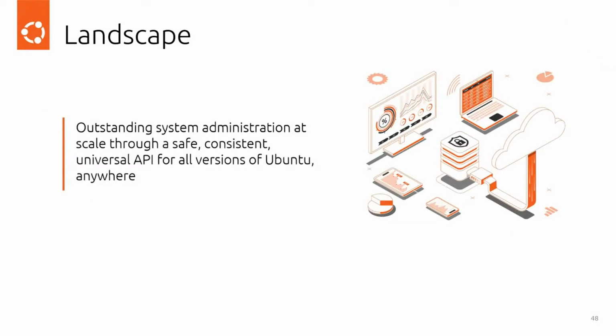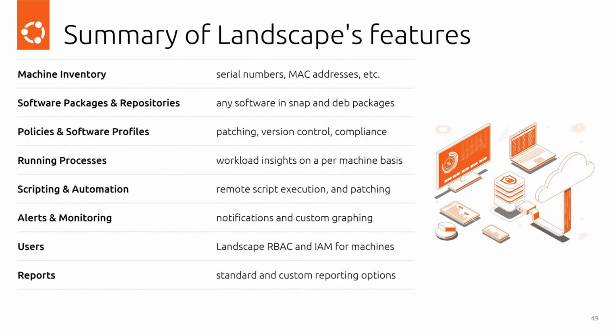So another type of operational complexity is simply that it's not that you don't want to take the right security measure, it's that you don't have the right overview over the things that are wrong or right in your estate. So you need a tool to give you estate management, not just one machine, but everything that you own basically. So for us, the answer comes in the form of Landscape. It is a truly outstanding system administration tool at scale, and it offers a universal API for all versions of Ubuntu everywhere on any type of deployment, SaaS or on-prem in air-gapped environments.